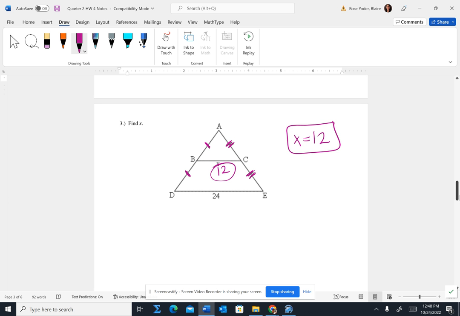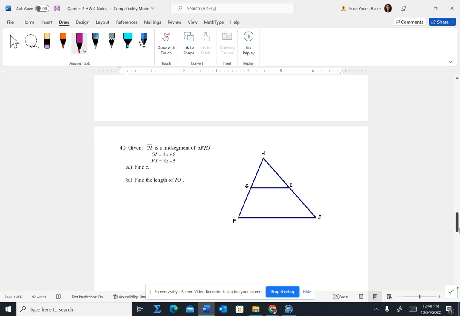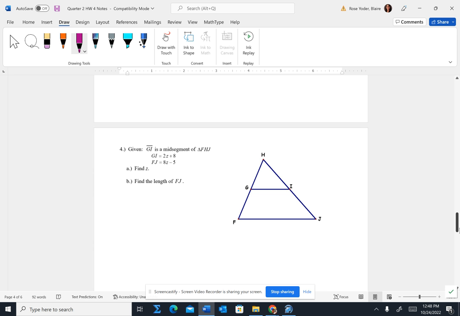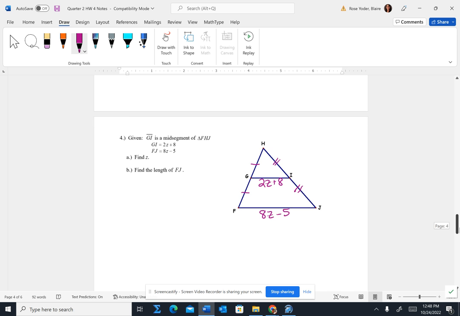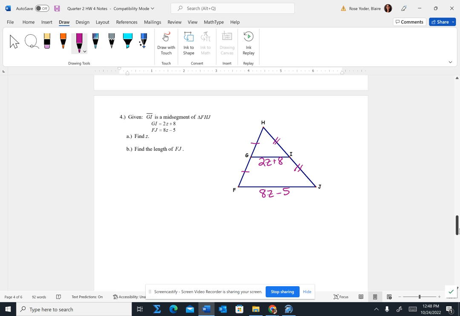So we're going to do one more, slightly more complicated, but same idea. GI is a midsegment of triangle FHJ. We can label it with tick marks if we want. And then it says GI is 2z plus 8, and then FJ is 8z minus 5. So we want to make an equation. The biggest mistake that I always see is that people try to set these two expressions equal to each other, but are the lengths equal? No, the midsegment is half the length of the base. So you could take half of 8z minus 5, but I think what people like to do typically the most is to take the length of the midsegment and double it.